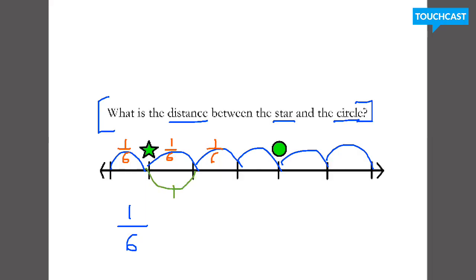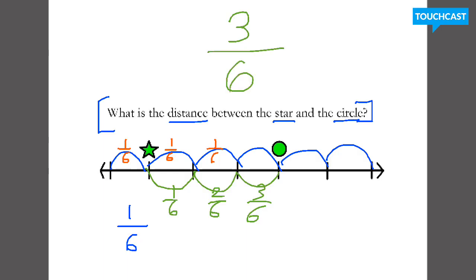1/6, 2/6, 3/6. So the answer is 3 over 6. That's the distance between the star and the circle. Good job.